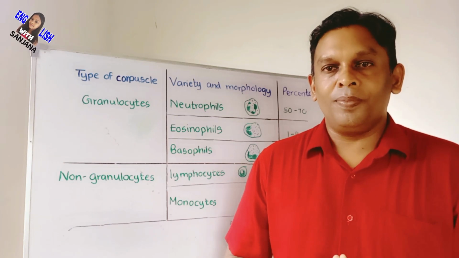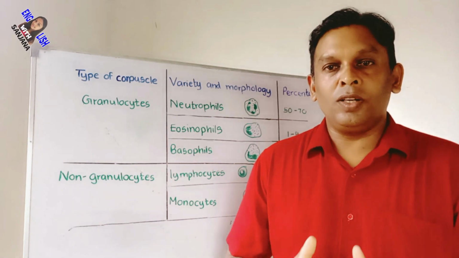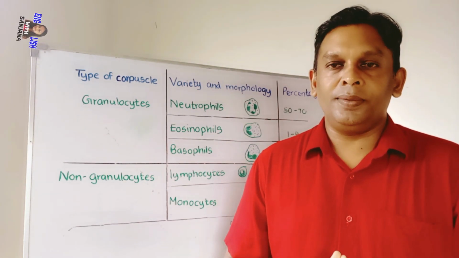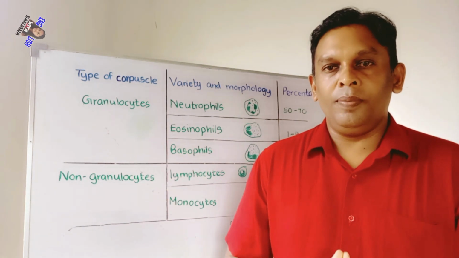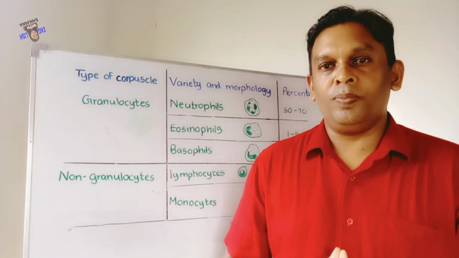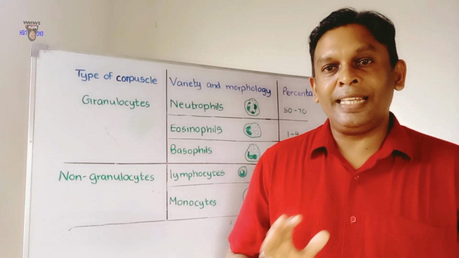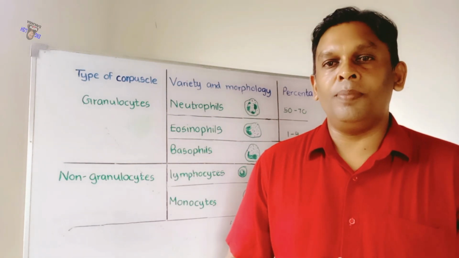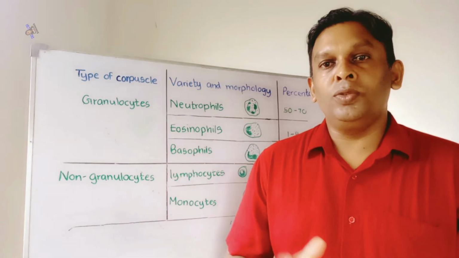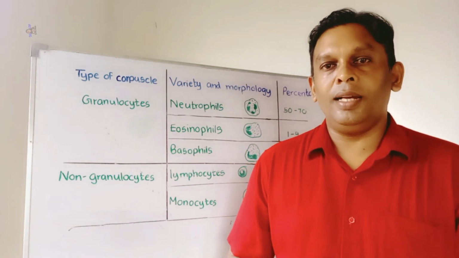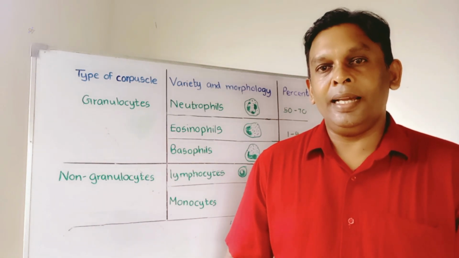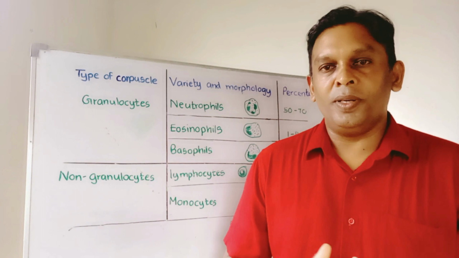In this lesson today, we will be looking at the composition and varieties of WBC, white blood cells. For example, if you take a sample of blood and put it into a test tube, then you centrifuge this test tube and keep it aside for some time. This blood gets into two different layers. The first layer at the top is called plasma and the second layer at the bottom is called corpuscles.